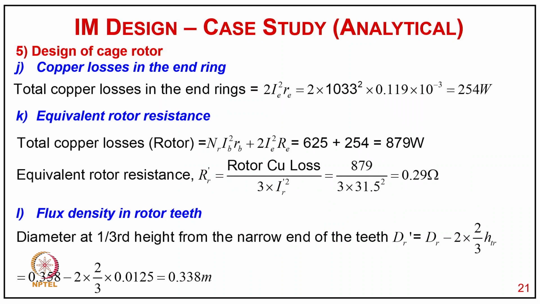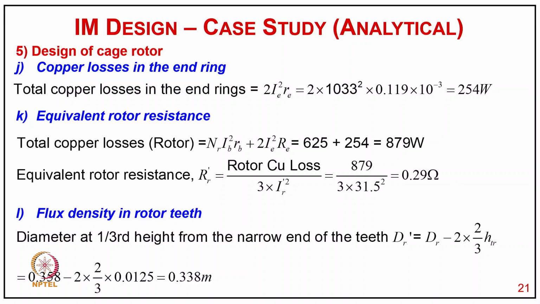Now the total copper loss in the end rings will be 2 I square RE, because there are 2 end rings, one on each side. Putting the value, it comes to 254 watt. The equivalent rotor copper loss we can find out as number of rotor bars NR IB square RB plus 2 I square RE, which comes to 879 watt. The equivalent resistance of the rotor is the rotor copper loss divided by 3 into IR square. So it comes typically to 0.29 ohm.